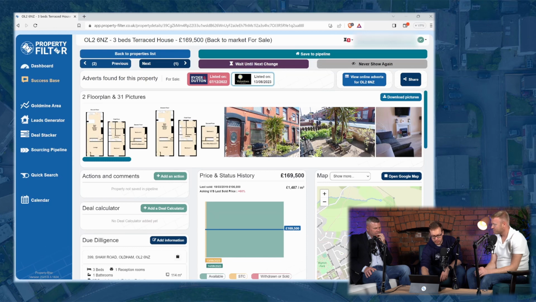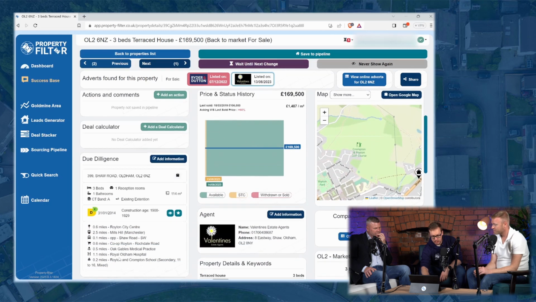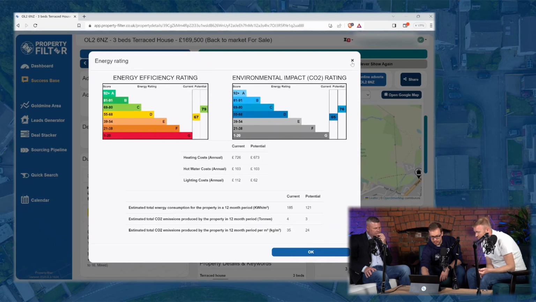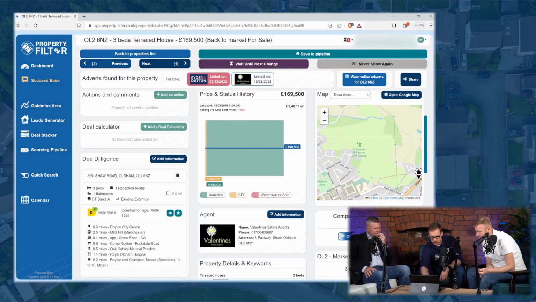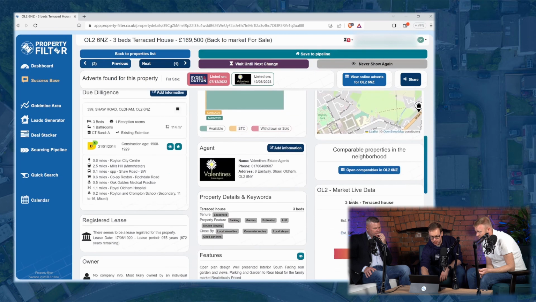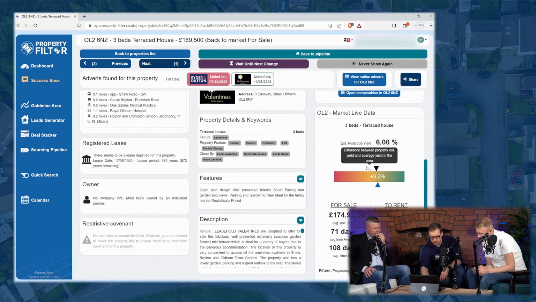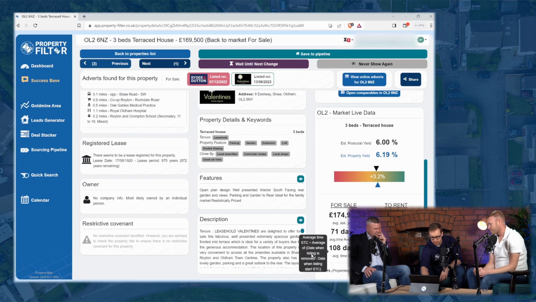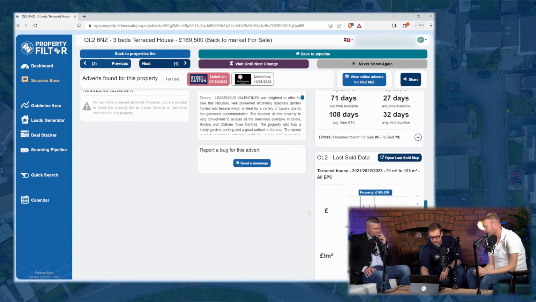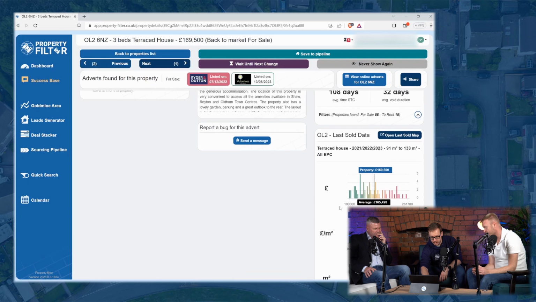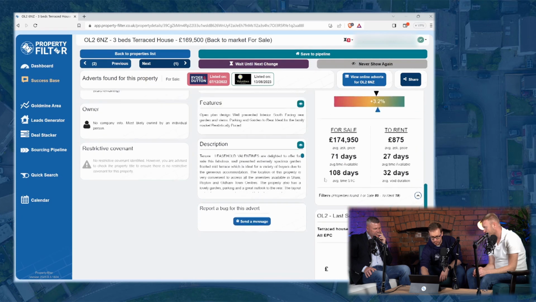You can see the full address of the property here, all the amenities, and the EPC built in. You can click here to go straight to comparables. There's the health and performance of your area in terms of asking price, asking rent, and how hot the market is for rental or for sale. And then we've got the same for actual transactions that completed, with the last sold data.